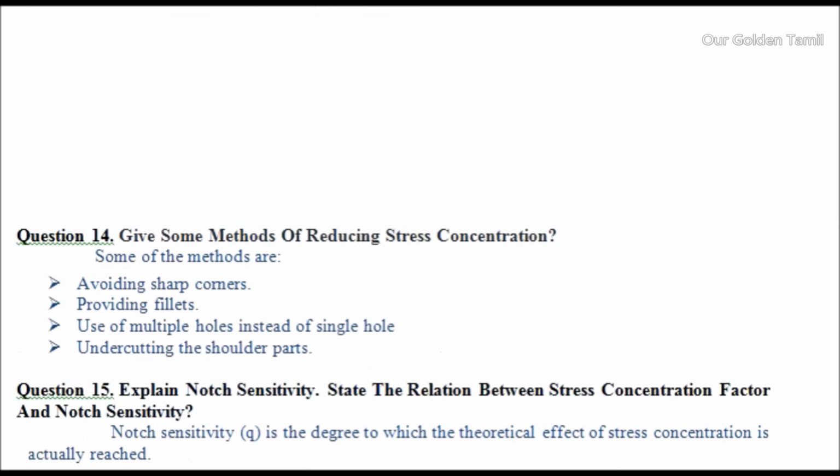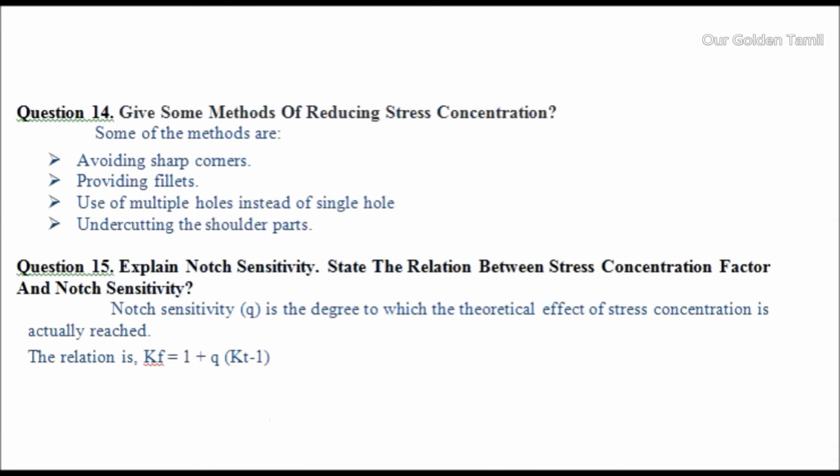Question 14. Give some methods of reducing stress concentration. Some of the methods are: avoiding sharp corners, providing fillets, use of multiple holes instead of single hole, undercutting the shoulder parts. Question 15. Explain notch sensitivity. State the relation between stress concentration factor and notch sensitivity.